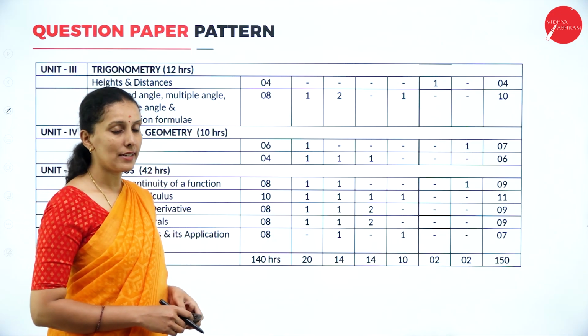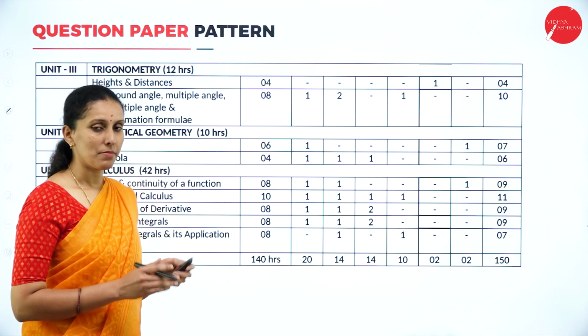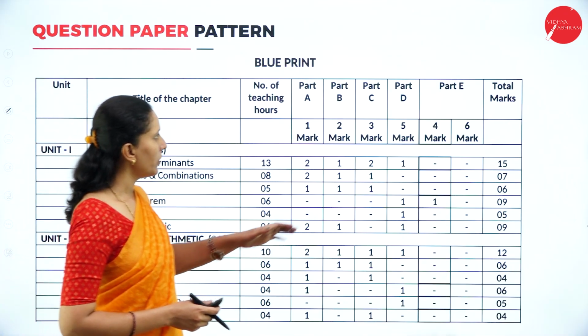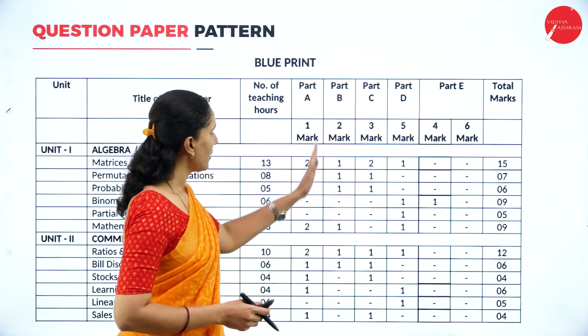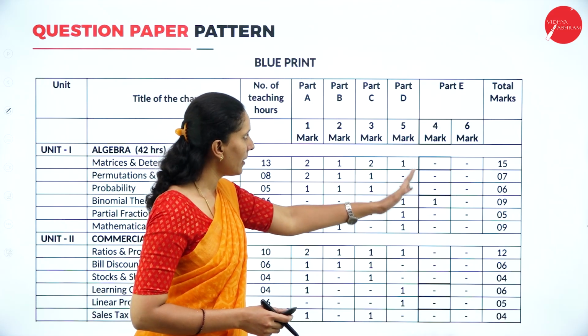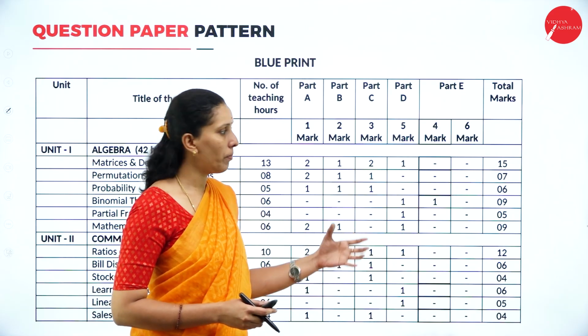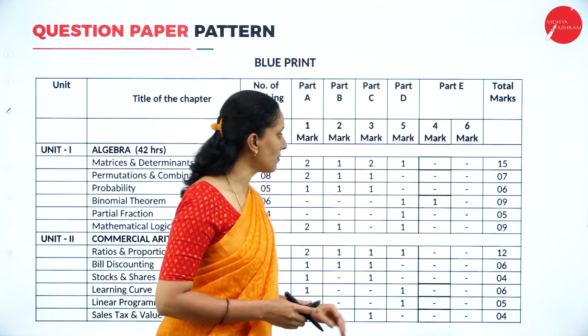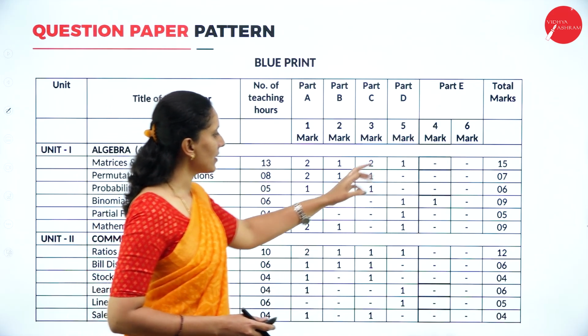You are supposed to answer only 100 marks. Maximum 100 marks you can gain here. Now just observe the blueprint here. You can see here part A section, part B, part C, part D and part E section. So as I told you, in part E section you have a 4 mark as well as a 6 mark question. First, let's see the 6 mark question.